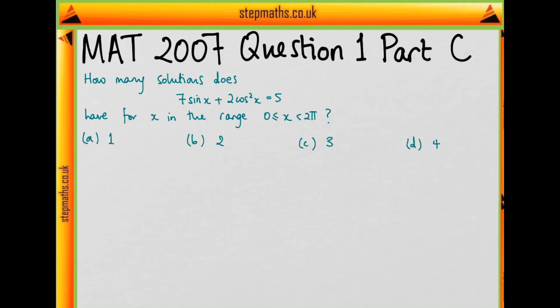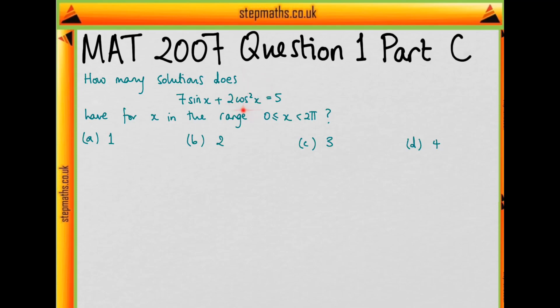Hi, in this video I'm going to go through question 1 part C on MAP 2007. So here we want to know the number of solutions that this equation has for x in the range 0 to 2 pi. So with a question like this, the easiest thing to try is just to replace either sine or cos, so that we have everything either in terms of sine or everything in terms of cos.